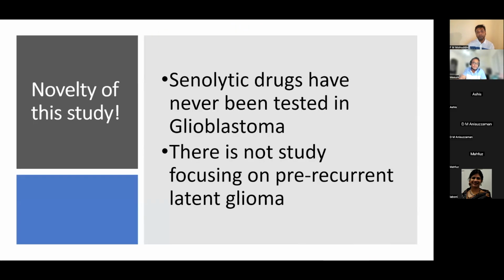That was the hypothesis. So again, I was talking about the novelty of this study. The one novelty of this study is that we studied the pre-recurrent stage of the glioma.